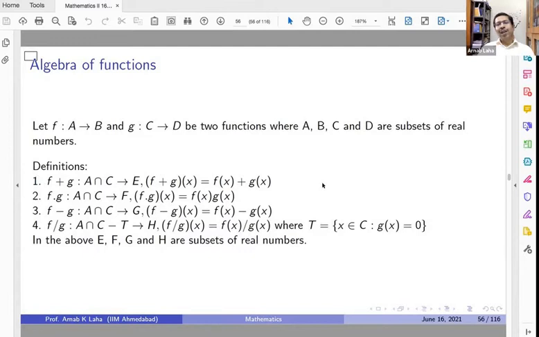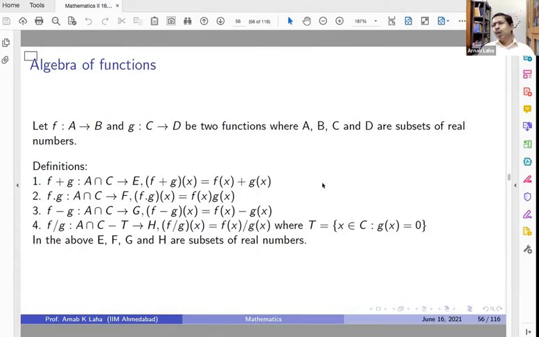Similarly, when you are multiplying, we call that f dot g. So f dot g is again defined on the intersection of A and C, and it is defined as f(x) into g(x). Similarly, f minus g.